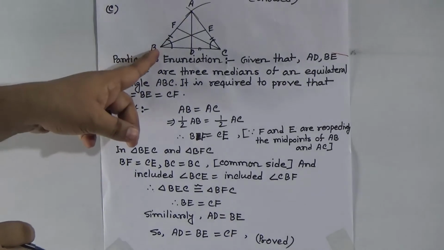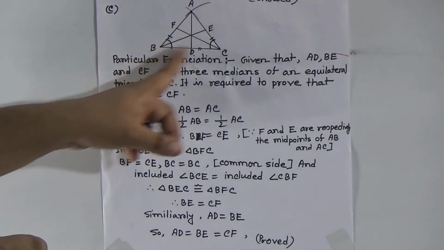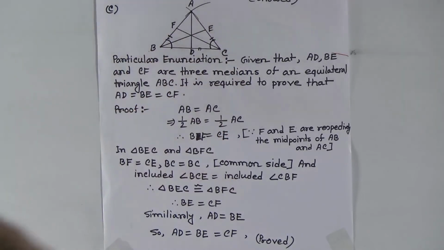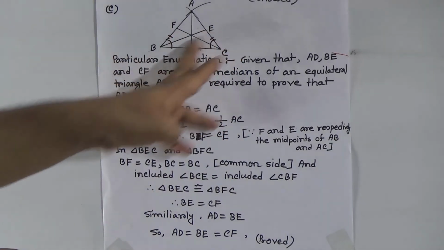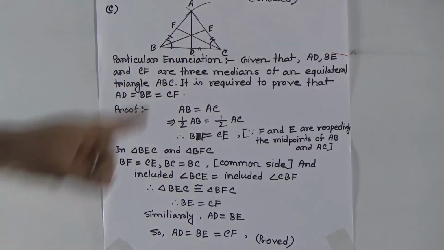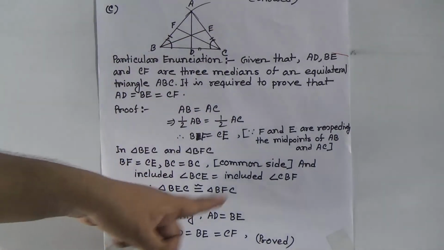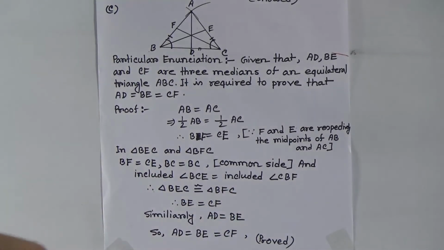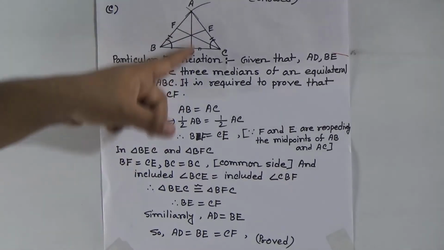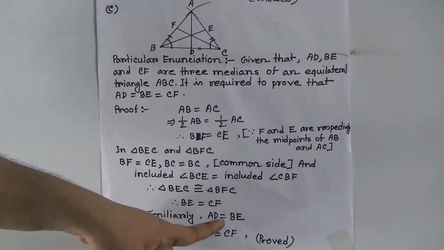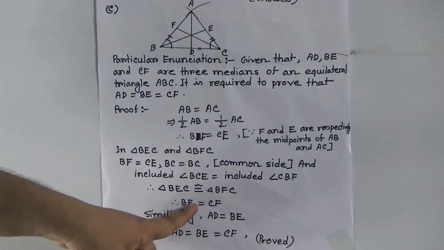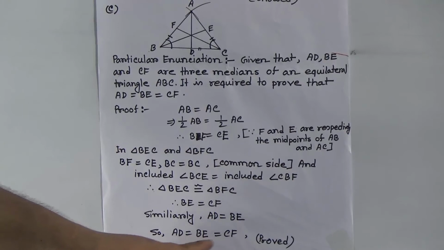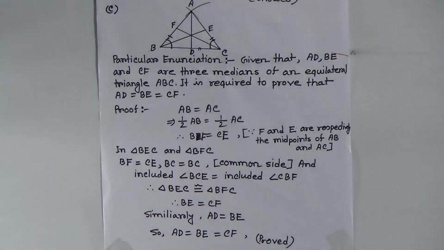That means triangle BCF congruent to triangle BEC. As these two triangles are congruent, so we can say BE equal to CF. Similarly, we can prove that AD equal to BE. From this statement we can say BE equal CF, and that BE equal AD. So we can say AD equal BE equal CF. I repeat this again.